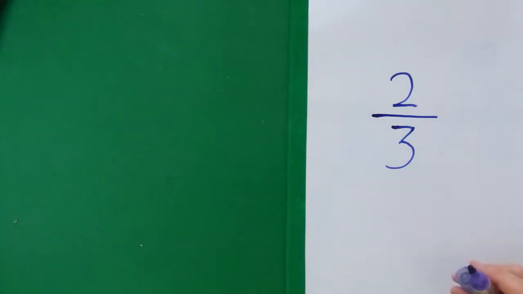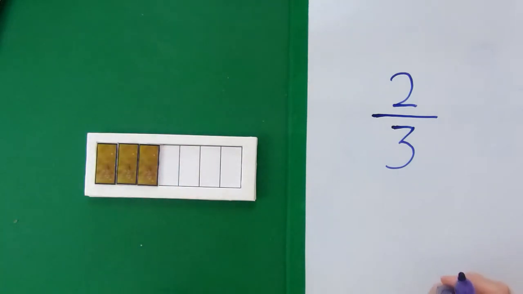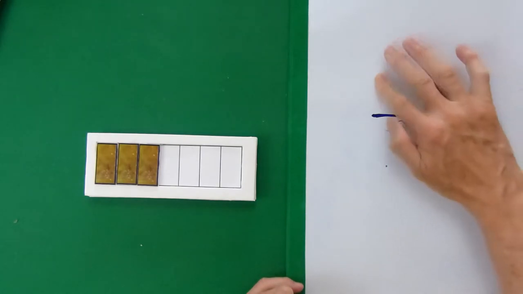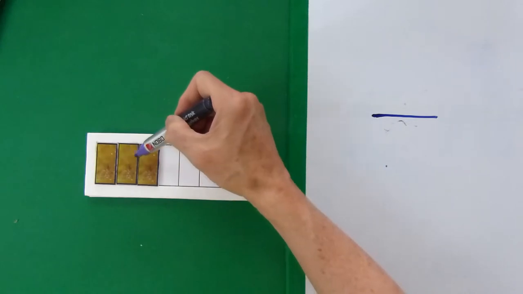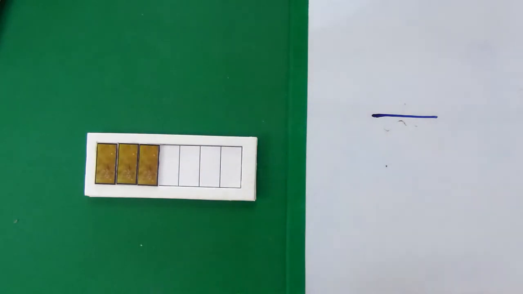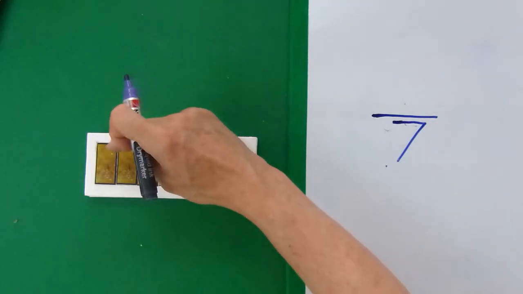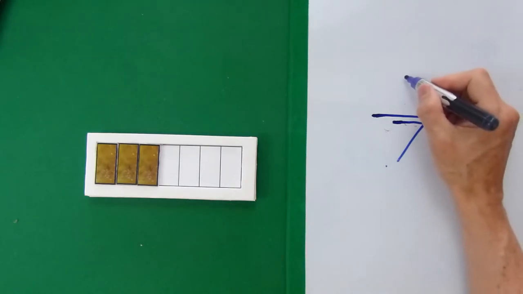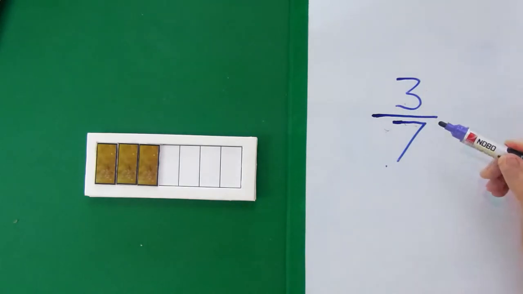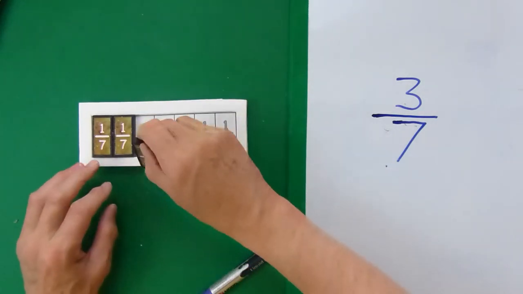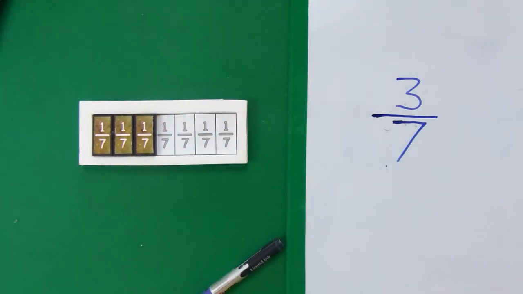Now, the last question in the mini test was on a pizza strip. So if we look at the pizza strip and see how many there are in a whole pizza strip, we go 1, 2, 3, 4, 5, 6, 7. So it's 7. And how many have we still got? 1, 2, 3. So we've still got 3 out of 7. So the fraction is 3/7. If we take a look, we've got 7/7 altogether in a whole pizza, and the amount we've got left is 3. So we've got 3/7.